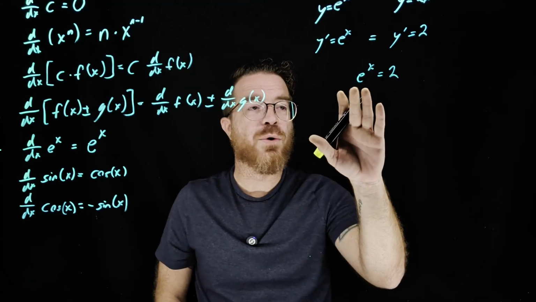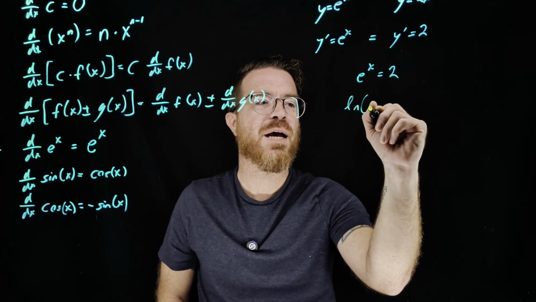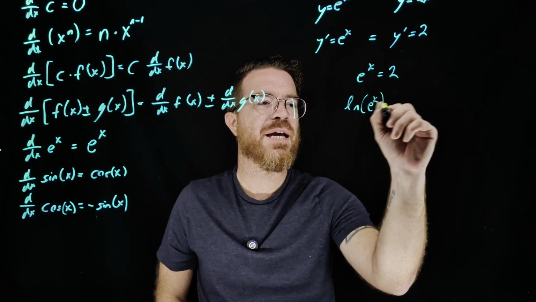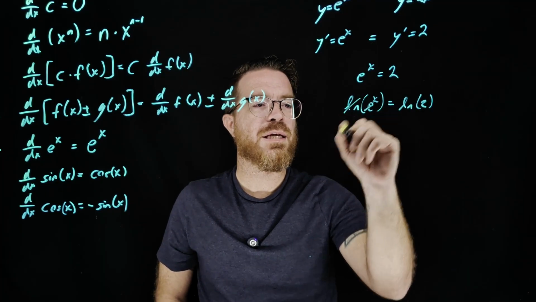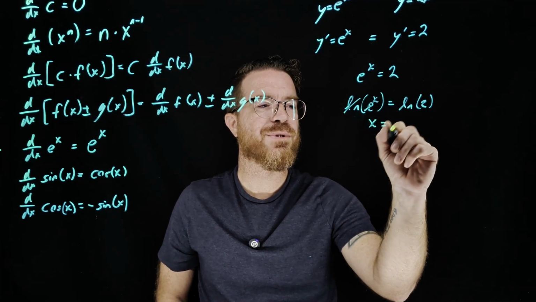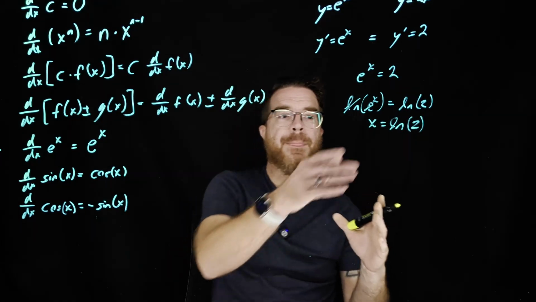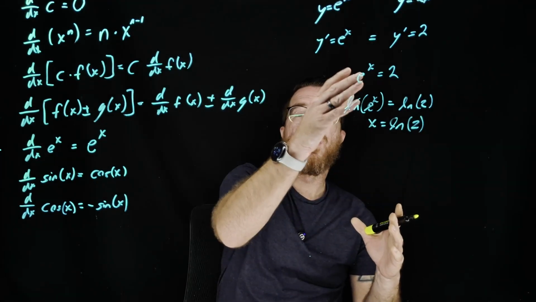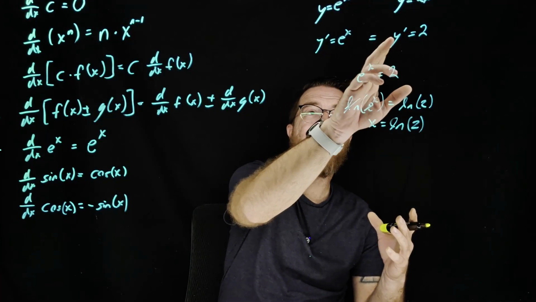We want to solve for what x makes this true. To deal with this e to the x term, we're going to take the natural log of both sides. So natural log of e to the x equals the natural log of 2. The natural log and the e cancel, and you will get x equals the natural log of 2.